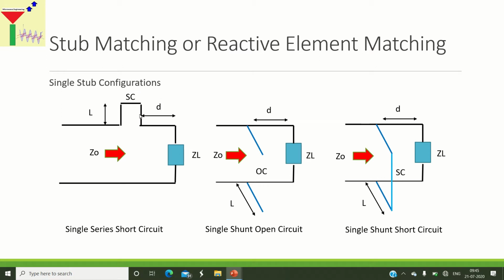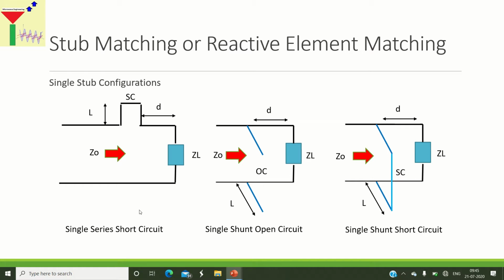Now please remember, this stub element is located at a specific distance from the load, which is indicated by d. So small d here represents the location of the stub from the load, and capital L indicates the length of that particular stub. At the end, this transmission line is short circuited and it is indicated with SC.